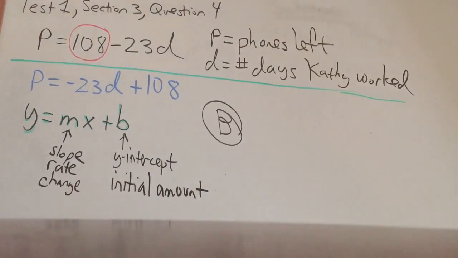And I just want to mention one last thing. Formally, you get the 108 by substituting a 0 in for D. In other words, when you plug in D equals 0, meaning that Kathy worked 0 days, you get that there are 108 phones left. So after 0 days, there are 108 phones left, meaning the initial number of phones is 108.